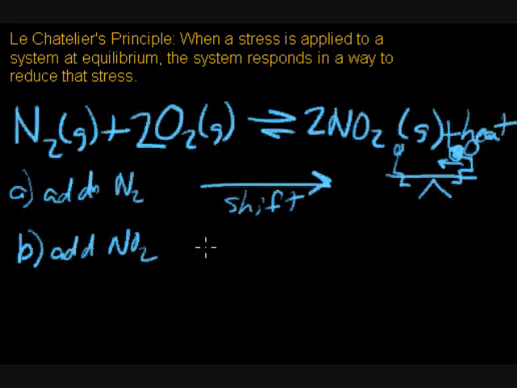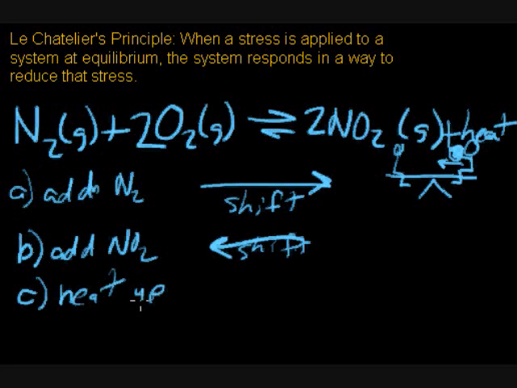So when we add NO2, the reaction is going to shift to the left to get rid of some of the NO2 and achieve balance again. So it's going to shift left. It's going to get rid of some of the NO2 and produce some of the reactants. And that will achieve balance again. And again, that's Le Chatelier's principle. Let's look at another example. Let's say that we heat the reaction up.